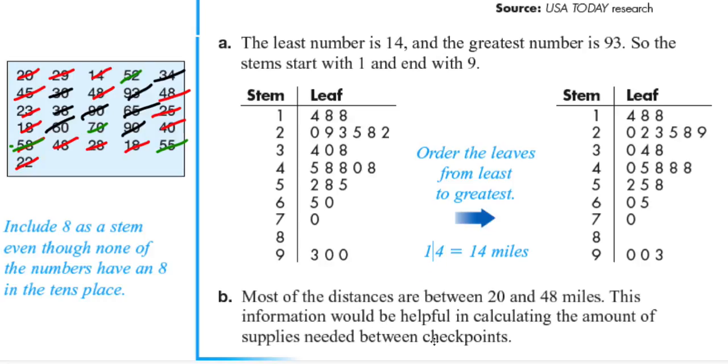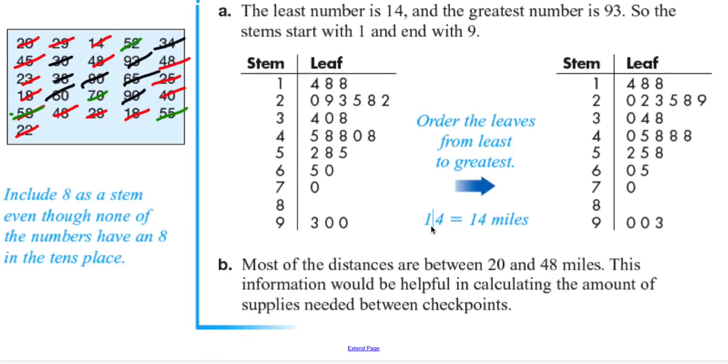And in letter B, most of these distances are between 20 and 48 miles. This information would be helpful in calculating the amount of supplies needed between checkpoints. Remember, in the Iditarod, they need to carry all their supplies, including dog food, including what they need to survive on for that particular week to be able to get to the finishing line, okay? And that's how you create your stem and leaf plot from that particular problem.